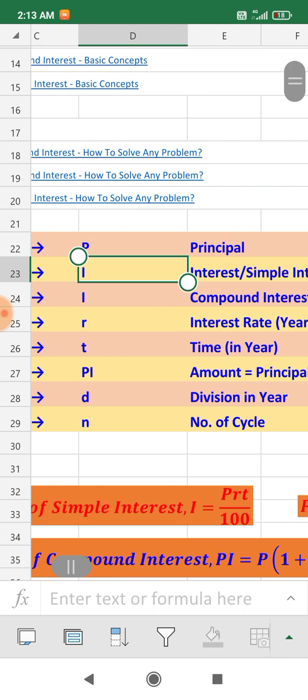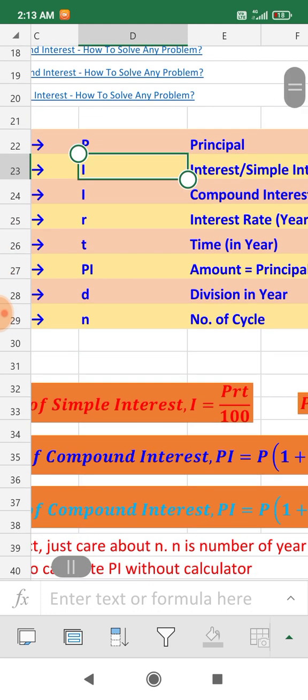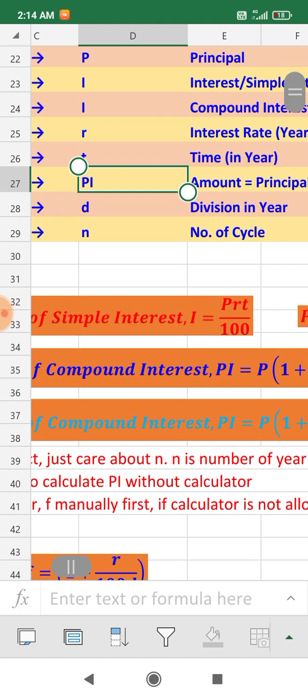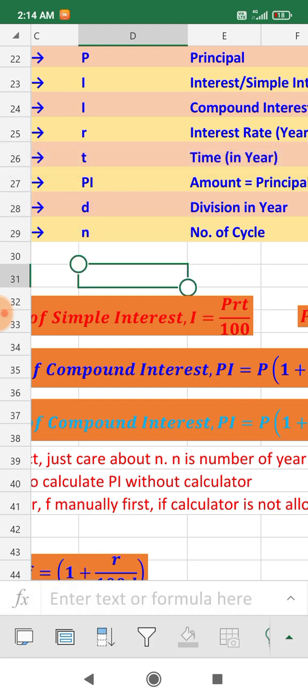Yearly interest, we know about this already. Time, we have to represent in year, we know already this. And PI, the amount we will get in our hand after a certain time. Okay, we know about this term. Now these two variables have been included in compound interest.